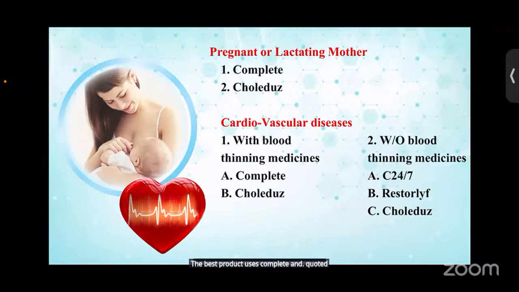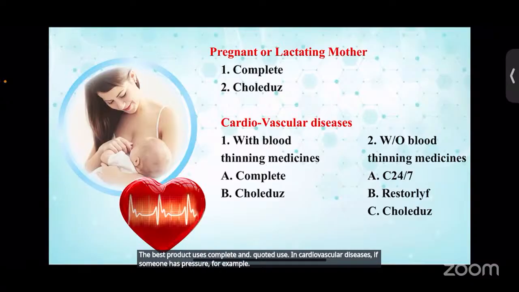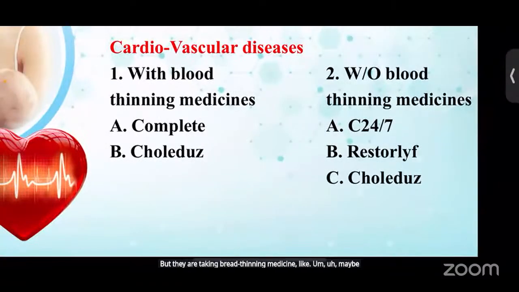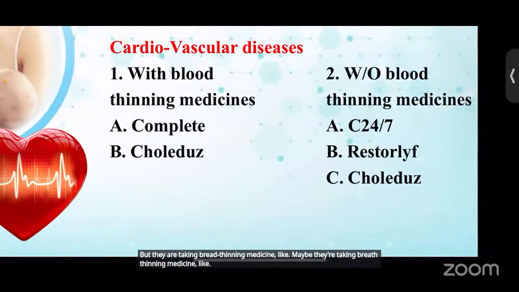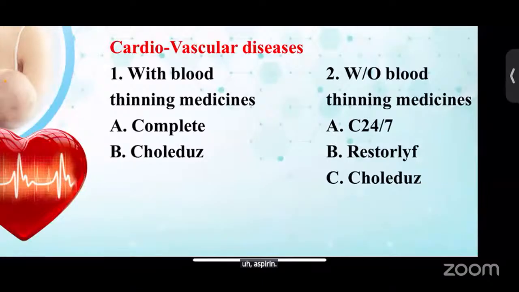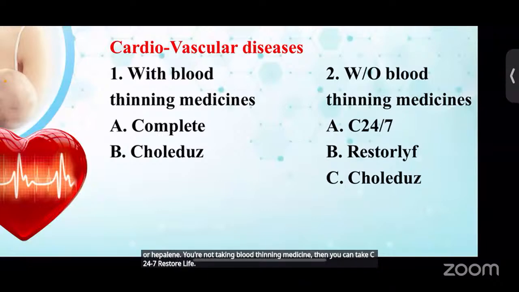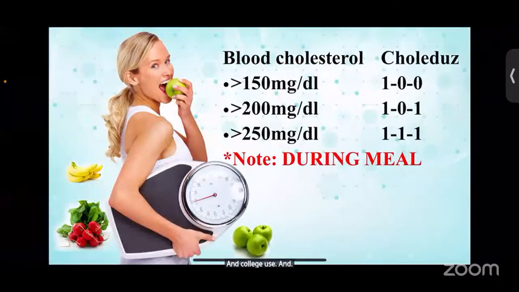Then, if you know you are pregnant or you are breastfeeding, the best product to use is Complete and Coledus. Then cardiovascular diseases. If someone has pressure, for example, but they are taking blood thinning medicine like aspirin, the best product to use is Coledus and Complete. But if you're not taking aspirin or heparin, you're not taking blood thinning medicine, then you can take C24/7, Restore Life and Coledus. And again, that is Coledus.